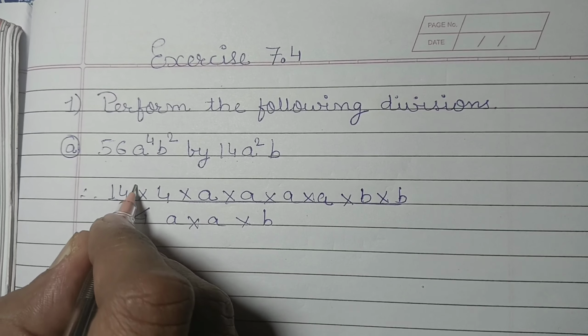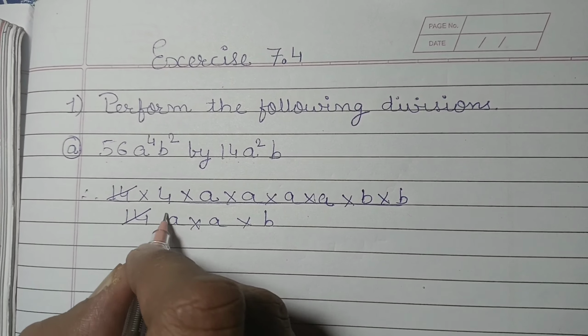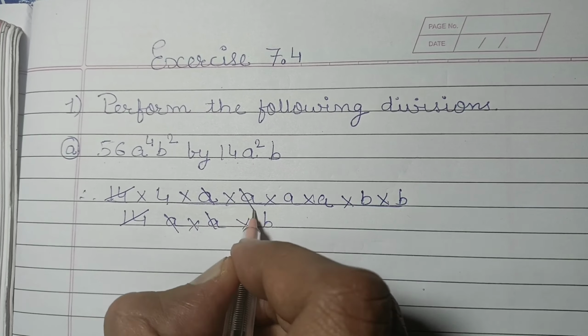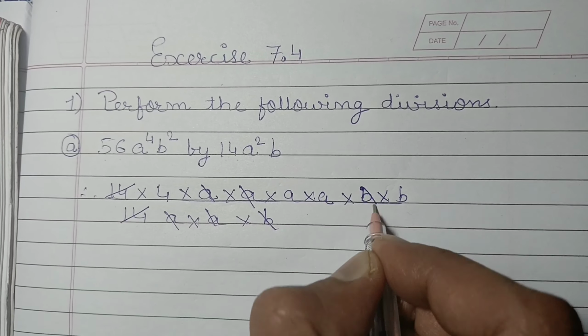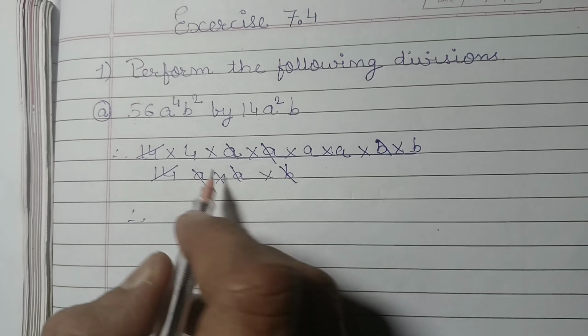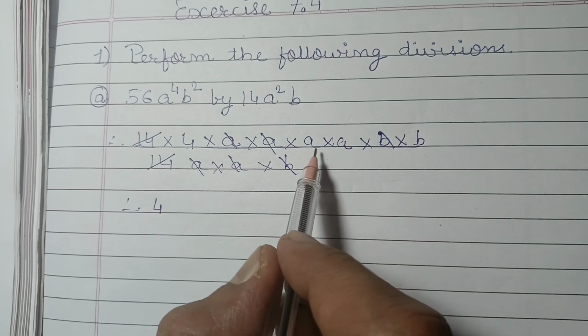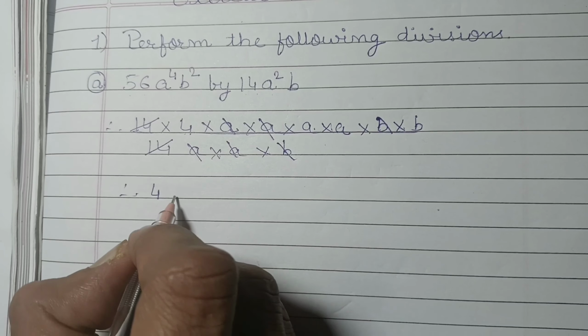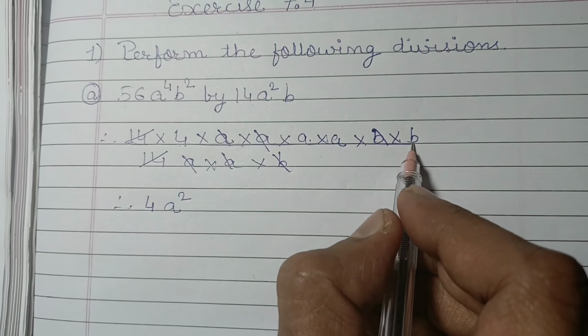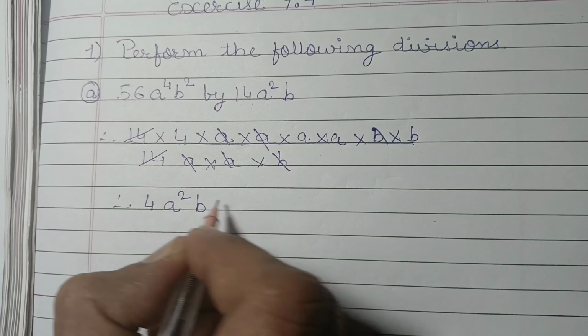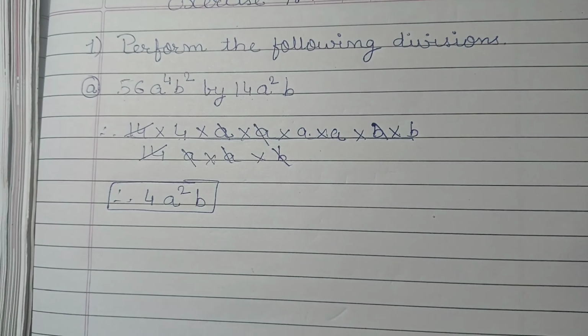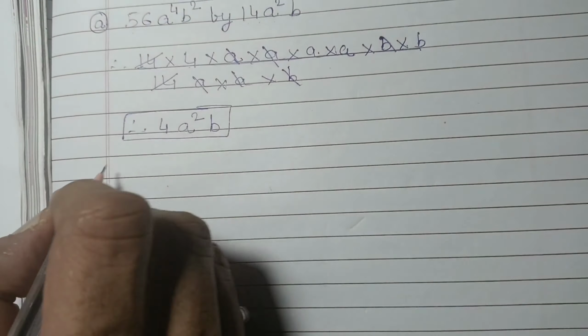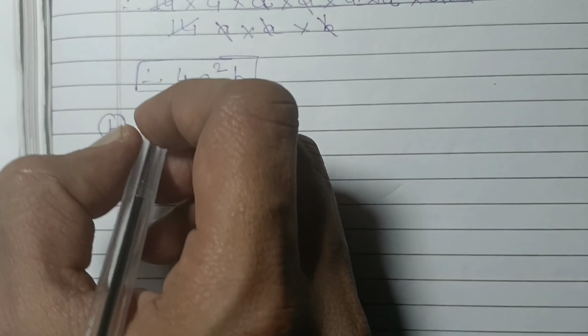Now we can divide 14 with 14. We can cut a with a and b with b. So the remaining term will be 4a square and 1 b is remaining, so b. This is our answer for the a question. Now we'll solve the b question.